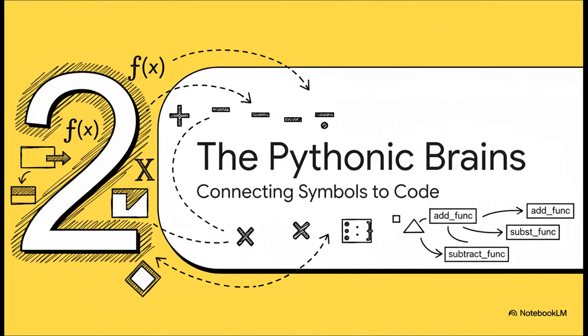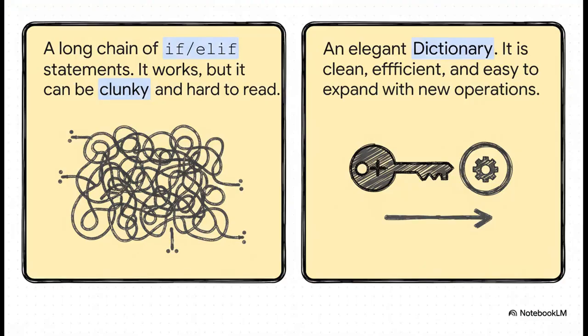All right, now for the real aha moment of this whole project. We've got our math functions, but how do we connect the user's input, like when they type a plus symbol, to the right function? We could use a bunch of if statements, but there's a much more elegant, much more Pythonic way to do it. So, over on the left, you see the obvious way, a long, kind of clunky chain of if and elif statements. If the symbol is a plus, call add. If it's a minus, call subtract. I mean, it works, but it's messy and it's not very scalable.